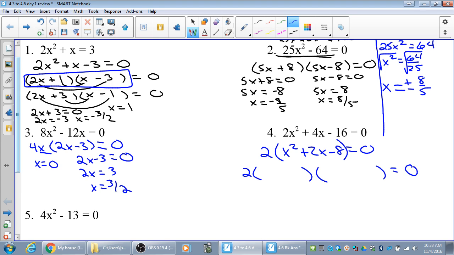Because now we have all three terms. If we have all three terms, we need sets of parentheses. Over here, we don't. So that changes things a little bit. So x plus 4, x minus 2. X equals negative 4, x equals 2. That's what makes those 0.